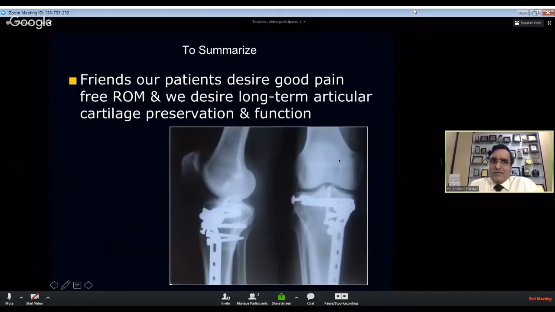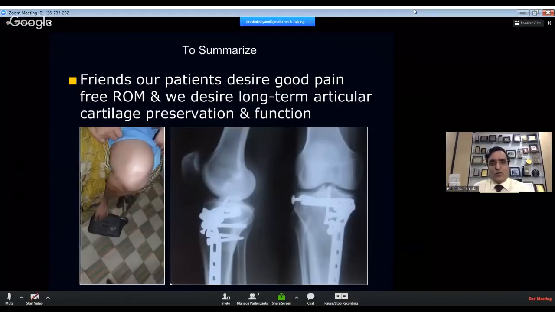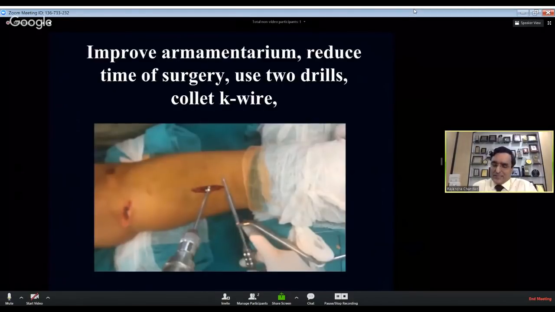To summarize, friends, our patient desires good pain-free range of movement, and we desire long-term articular cartilage preservation and function. All of us desire this, and our patient wants a good functional knee. For this, we need to improve our armamentarium and reduce time of surgery. I would advise use of 2 drills.